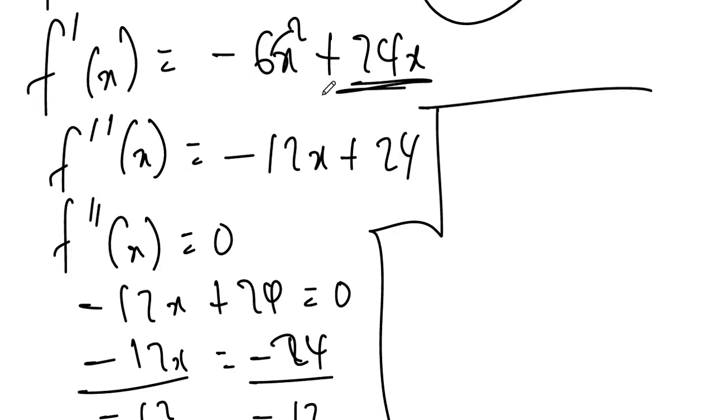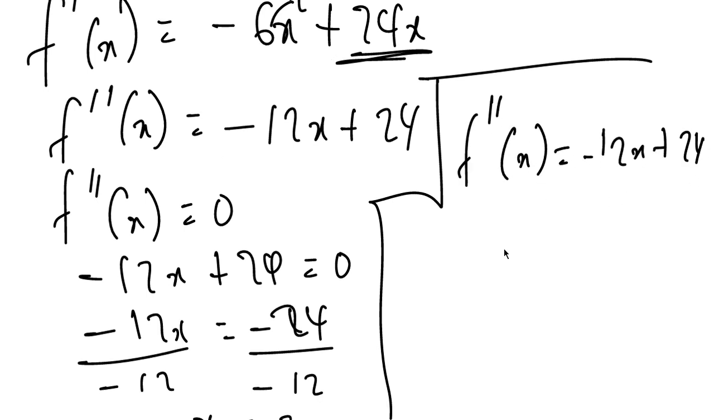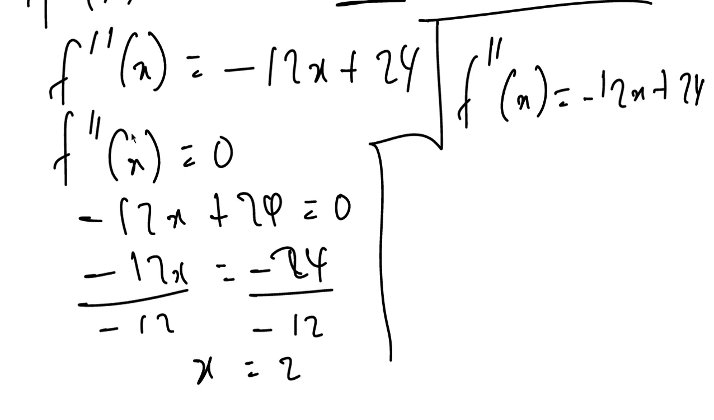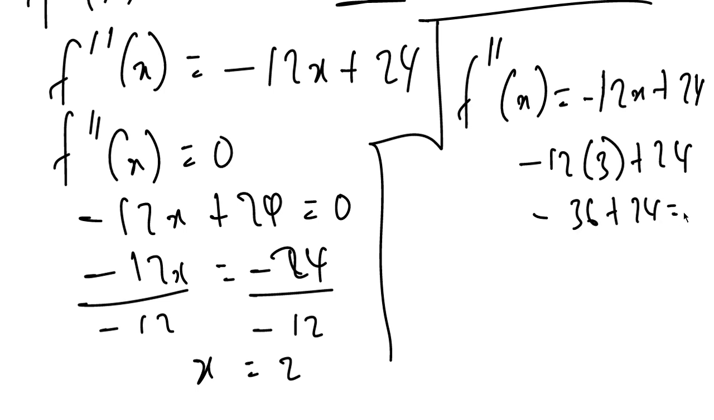If we carry out the test on the second derivative, which is negative 12x plus 24, we substitute any value greater than 2, because when we equated to 0 we got 2. If you use like 3 or 4, any number greater than 2, that'll be minus 12 into 3 plus 24. That'll be minus 36 plus 24, which is what? Minus 12. Now use any value less than 2. Let's even use minus 5.